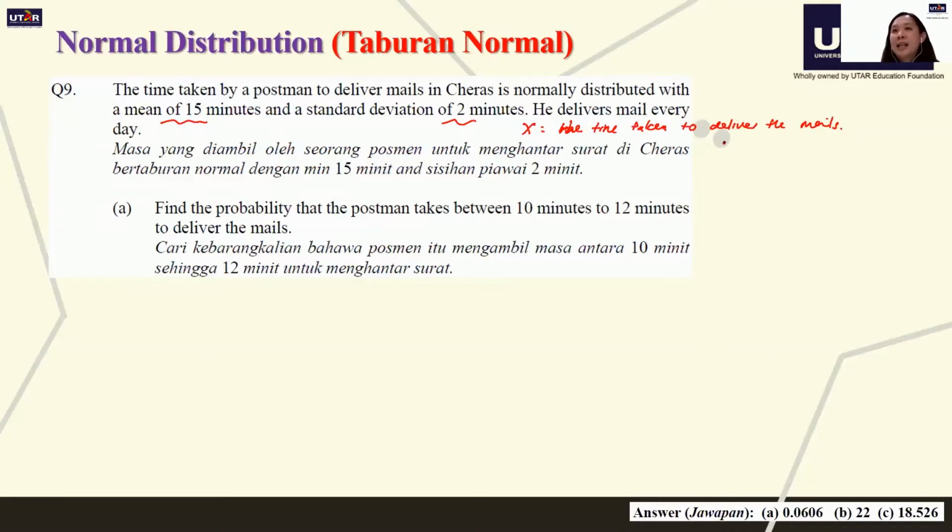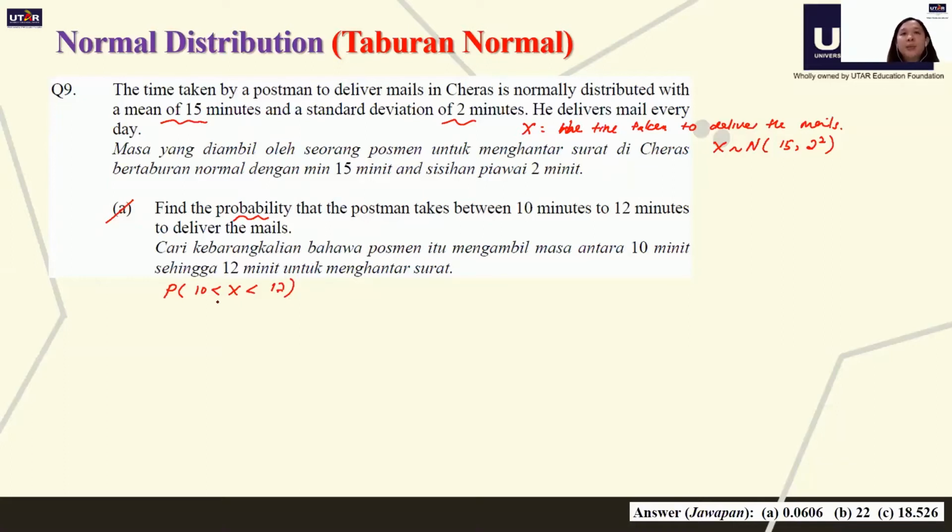And the X here follows a normal distribution. The mean is 15 minutes, the standard deviation is 2 squared. I just put it in the form like that. Now in part A, what do they want to find? A probability. So I write down the notation for probability here. They want to find P of 10 < X < 12.